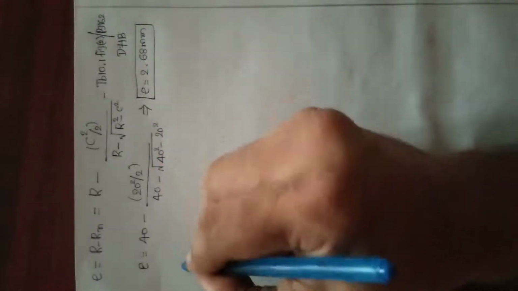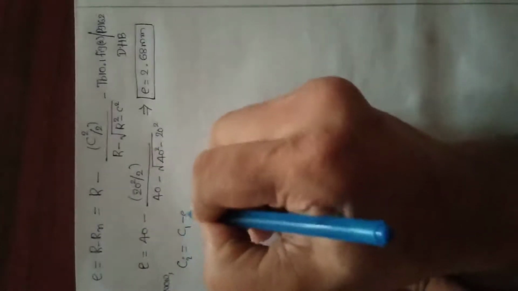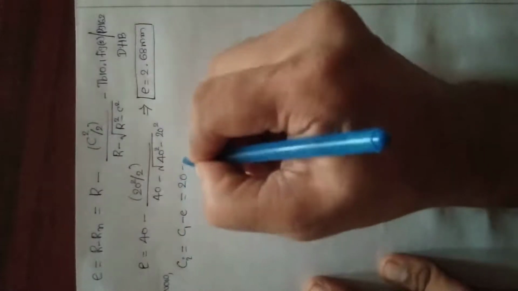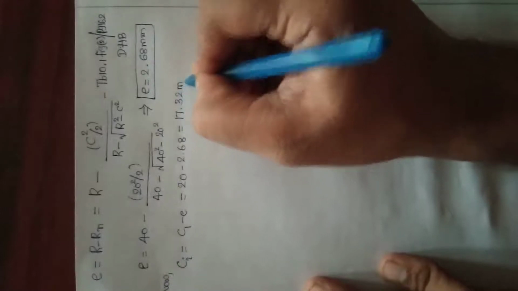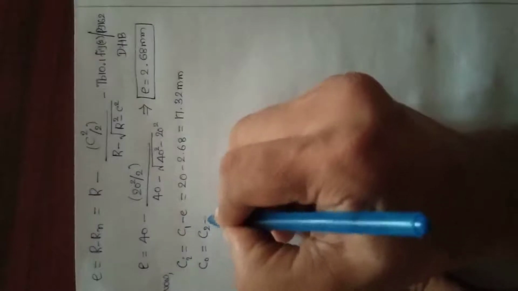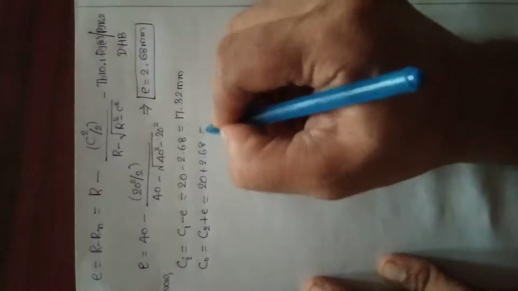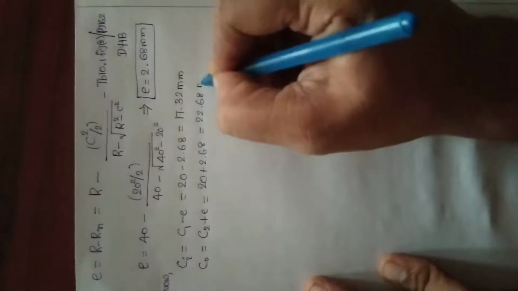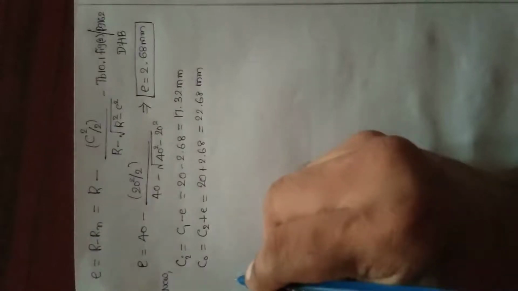Once I got the E value, I can easily find Ci and C naught. Ci is equal to C1 minus E. C1 I know is 20, minus 2.68, so that is equal to 17.32 mm. What about C naught? C naught will be C2 plus E. C2 is the same 20, plus 2.68, so that will be 22.68 mm. So now I got Ci and C naught. Now I can go for the stresses here.